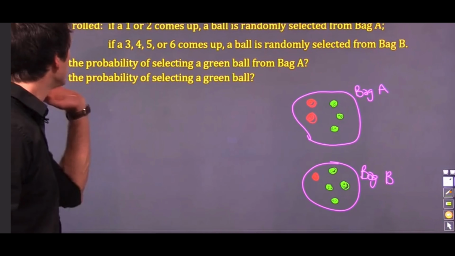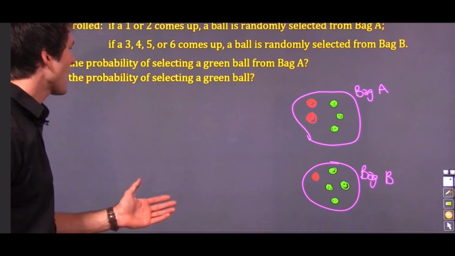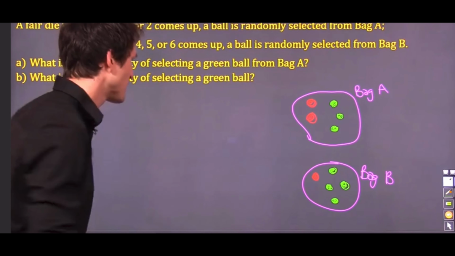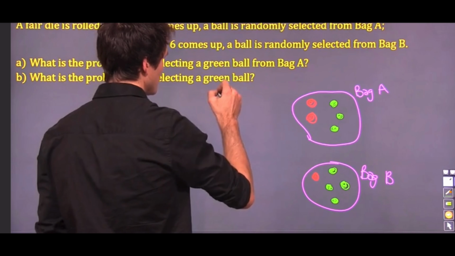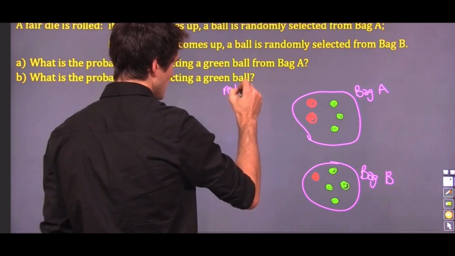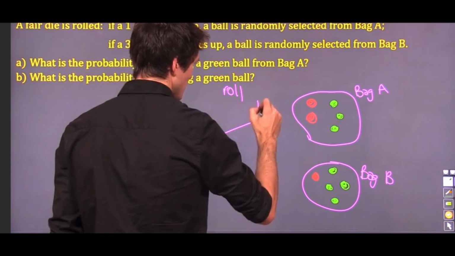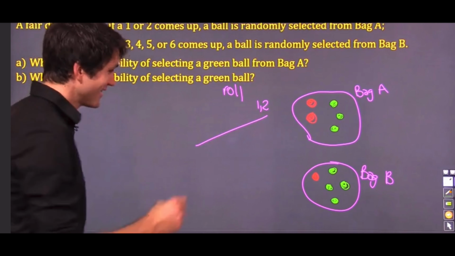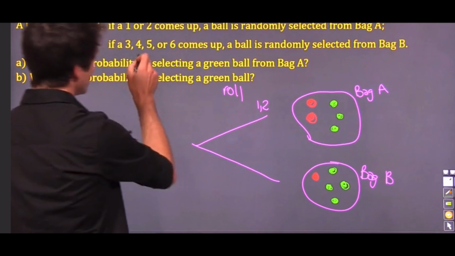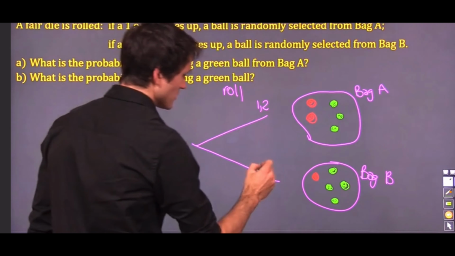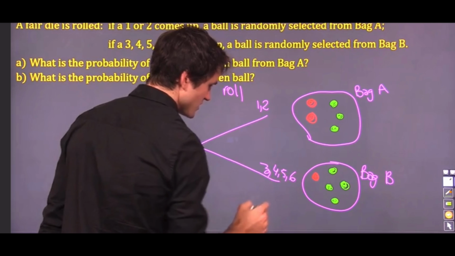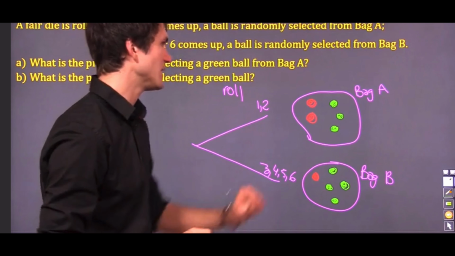And now we roll a fair die. If a 1 or 2 comes up, a ball is randomly selected from bag A. If a 3, a 4, a 5, or a 6 comes up, a ball is selected from bag B.